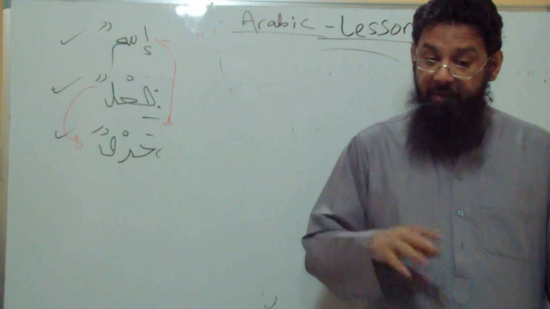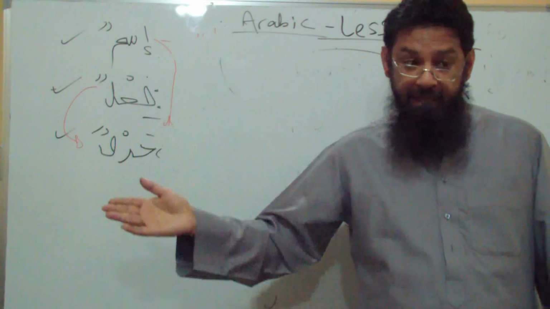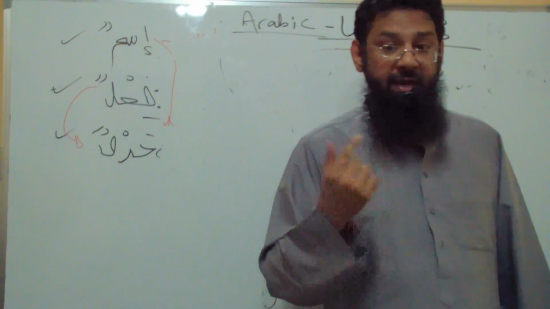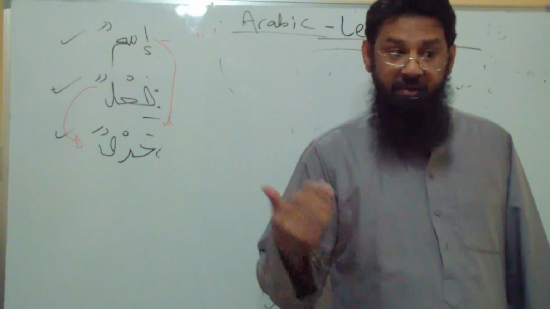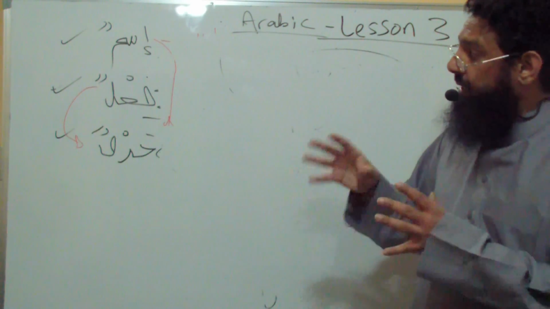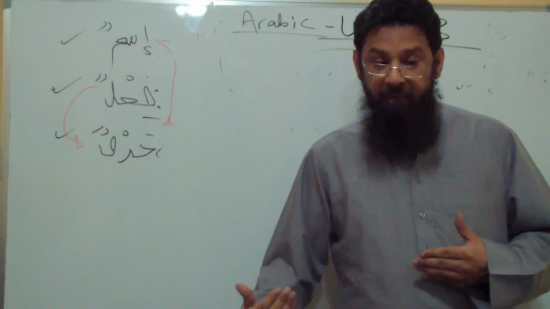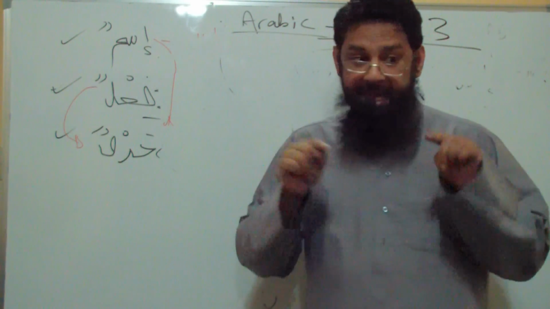So hada kitab, this is the book. Or hadihi, what was the one that we used for hadihi? Hadihi muslima, this is a Muslim female. So hada is male and hadihi is female. So we covered that. Then we combined pronouns with nouns like huwa muslim, hum muslimun. So we did all that, and then we did the second lesson.